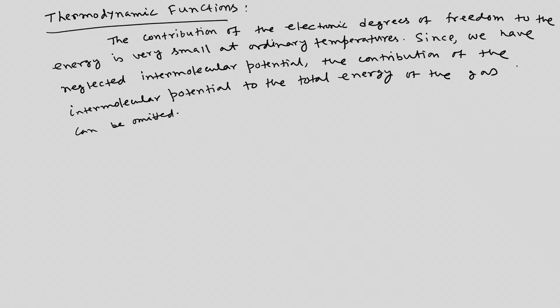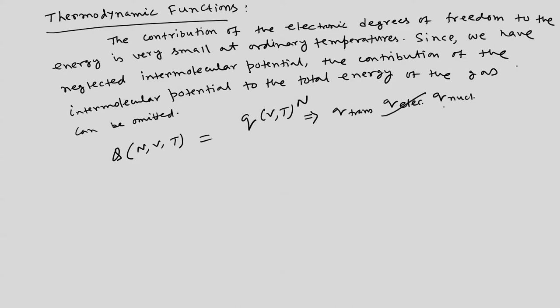Okay. So, what we get? We have now capital Q as a function of n, V, T is Q(V,T) to the n. And this Q has terms like Q trans, Q electronic and Q nuclear. Okay. So, we can omit this term and this term, because Q nuclear is nothing but a constant term. So, we can just neglect this one. Okay. So, we get ln Q is nothing but n ln Q trans(V,T).